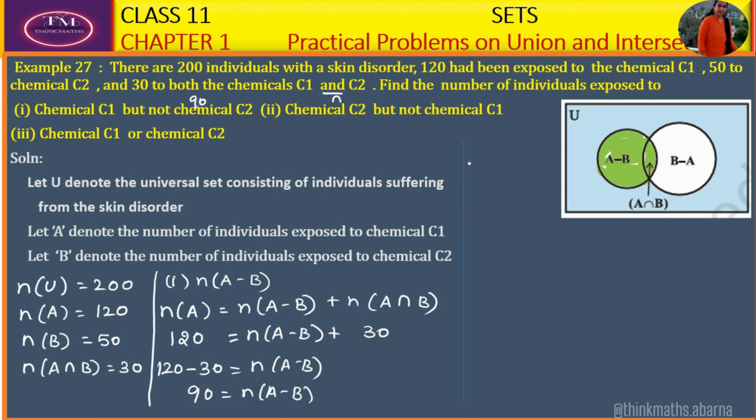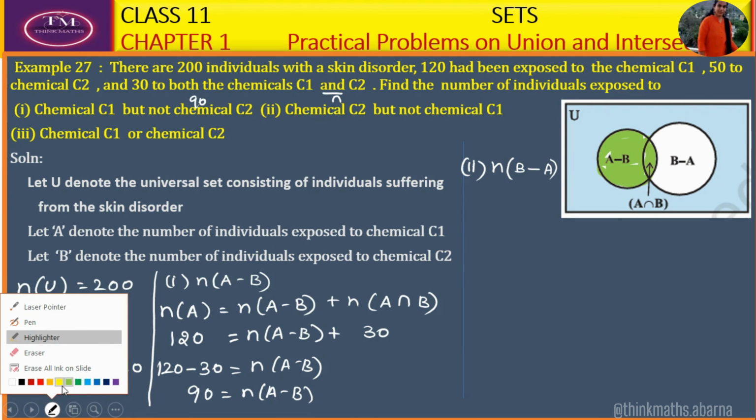Next, for the second one, what do we have to find? Chemical C2 but not C1. That is, we have to find the number of individuals exposed to chemical C2. Chemical C2 is denoted by B but not C1. Not C1 means we have to subtract A. So this is the place.